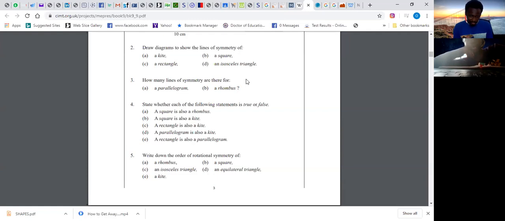Number 5. Write down the order of rotational symmetry of a rhombus. What is the order of rotational symmetry of a rhombus? Hello? Yeah, what did you say? I said I didn't understand this question. Exactly. I was making sure that you get to that stage where you ask me about what you don't really understand.